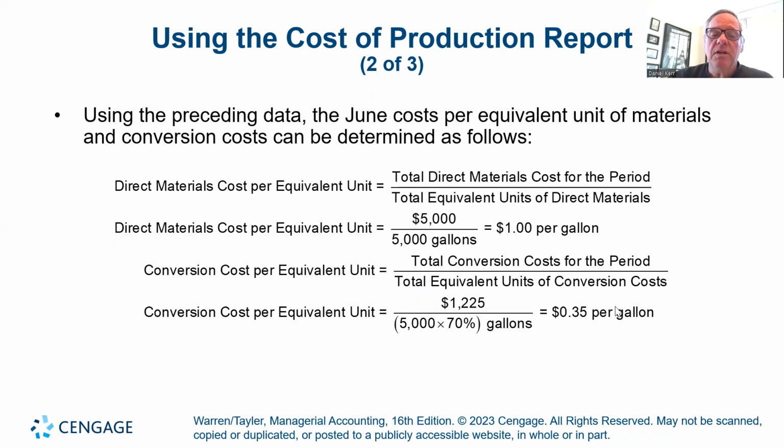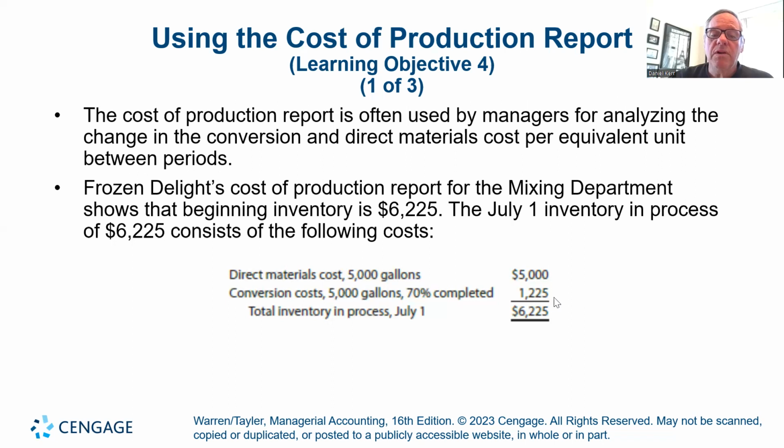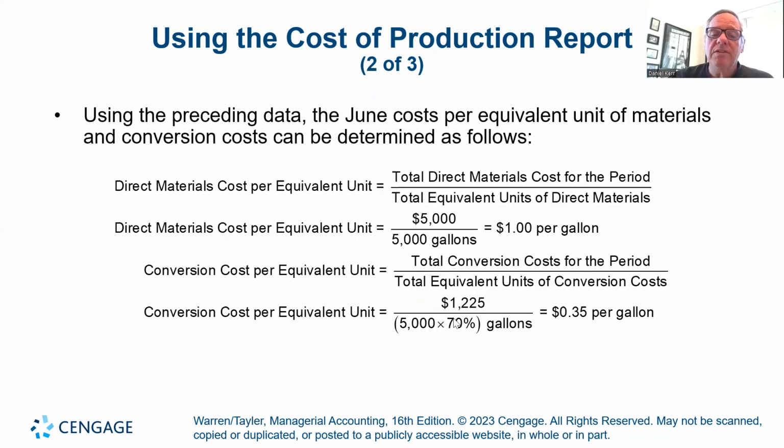And the conversion costs were 1,225. There were 5,000 units in beginning inventory, but they were only 70% complete. So you take 5,000 times 70%. I think that gives you like 35. And if you divide 1,225 by 5,000 times 70%, you see the conversion costs were 35 cents per unit or per gallon. Okay, so there's my two numbers that I need. Materials cost $1 per gallon, and then the conversion cost of 35 cents per gallon.